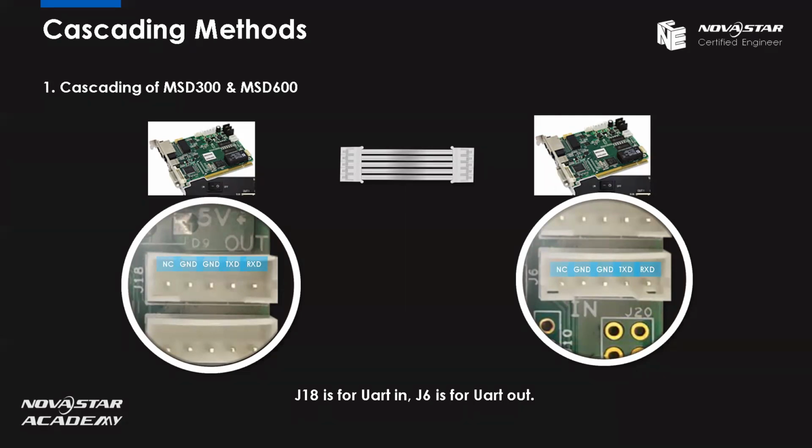So it means that the left one should be the first controller to connect with our computer by the USB cable. And if we have a second MSD300, we need to use the flat cable to connect the left one, J18, to the second one, the J6. After connecting like that, we can finish the cascading, and we will get these 2 cards cascaded. So this is the first way when we are using the MSD300 and the MSD600.